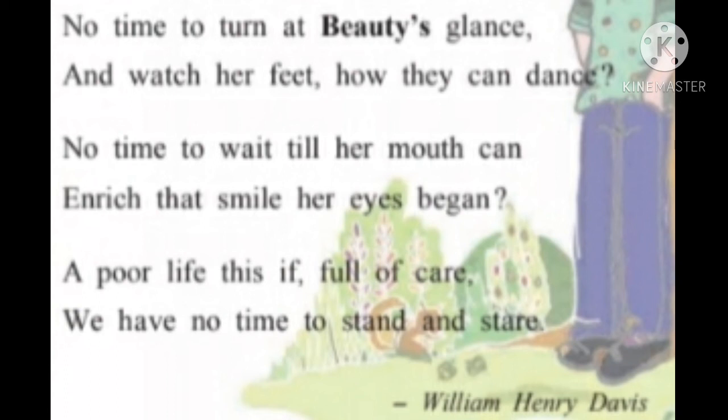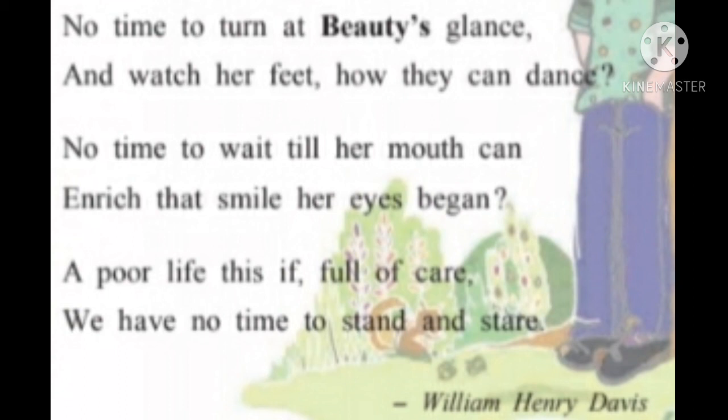Students, look at the first line of this couplet. No time to turn at beauty's glance. This line is an example of personification because nature has been given the human qualities of glancing and dancing. As well, this line is an example of metaphor because here nature has been implicitly, meaning indirectly, compared to a beautiful woman. Rhyming words from this couplet are glance, dance. The rhyme scheme of this couplet is EE.